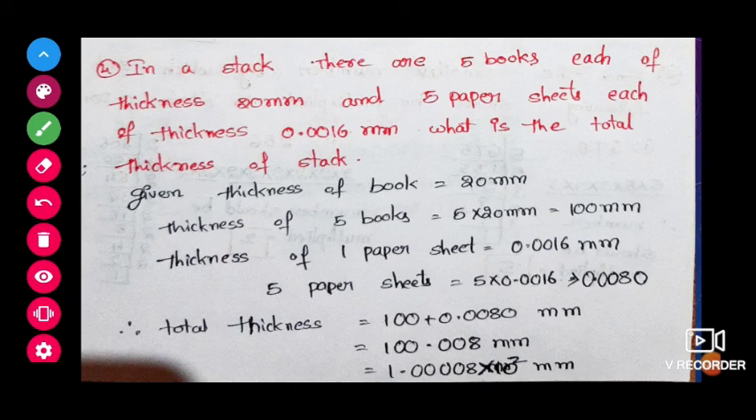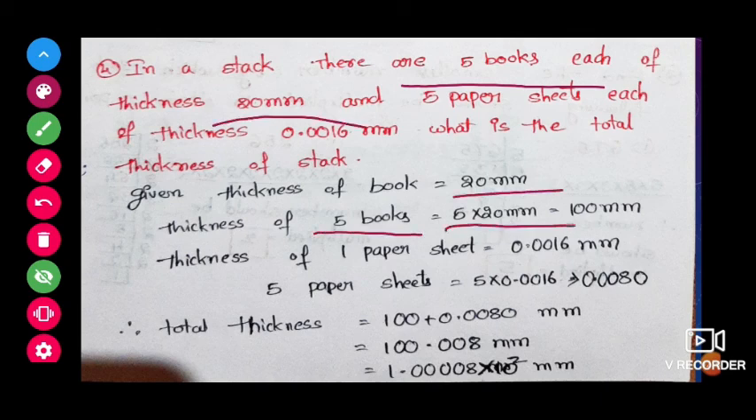Yes. Next, in a stack, there are 5 blocks, each of thickness 20 mm, and 5 paper sheets, each of thickness 0.016 mm. What is the total thickness of the stack? First, children, in a stack there are 5 books, each of thickness 20 mm. If one is 20 mm, then 5 books will be 5 into 20 mm. That is 100 mm.